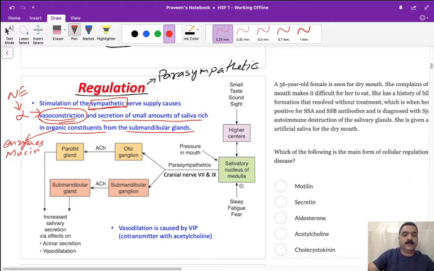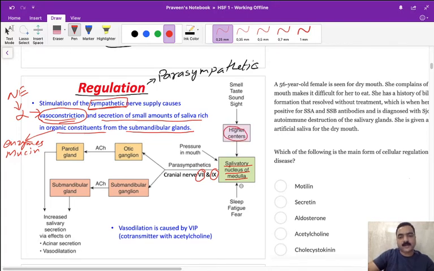So where do we get this parasympathetic from? We get the parasympathetic for the saliva from the cranial nerve 7 and from the 9th cranial nerve, and it takes the information from the salivary nucleus in the medulla. The salivary nucleus of the medulla receives the information from the higher brain centers.